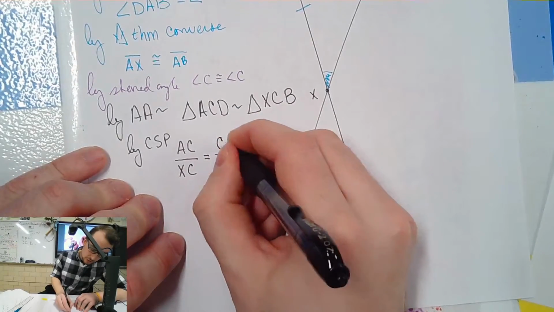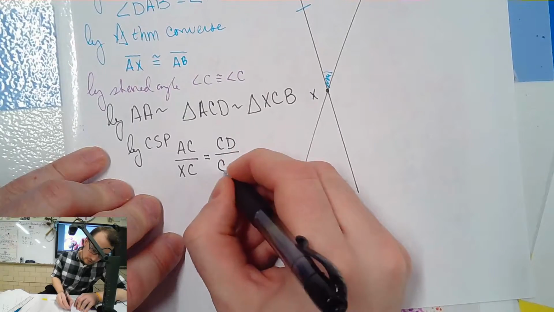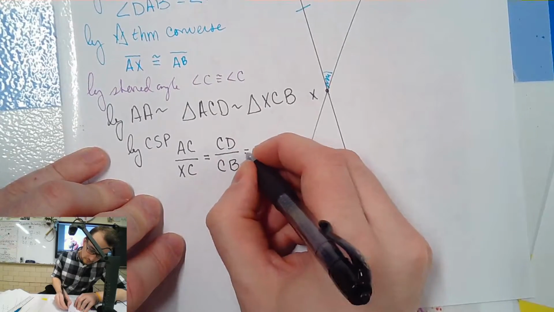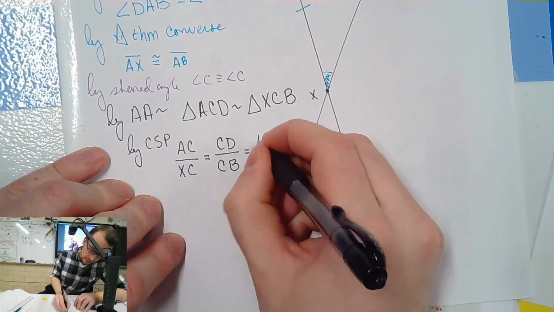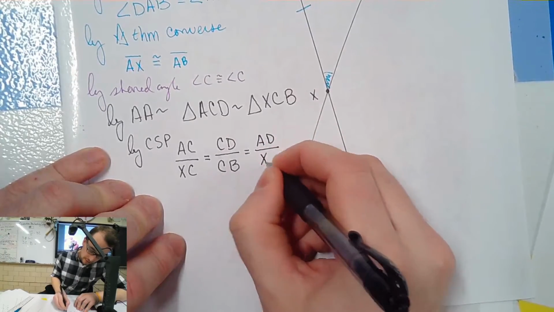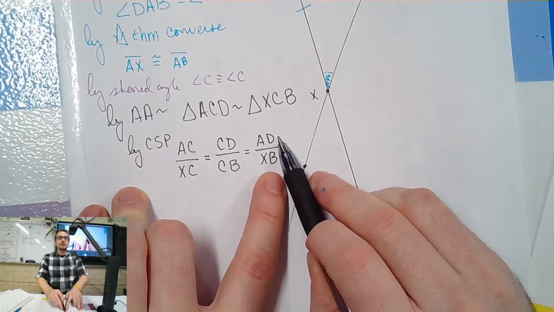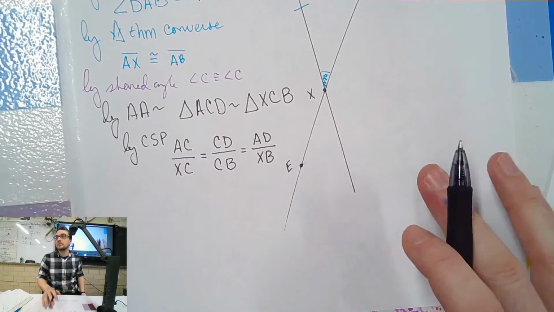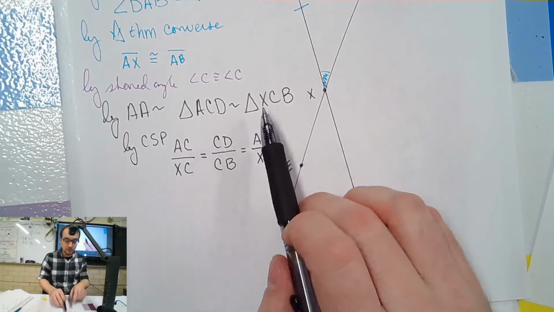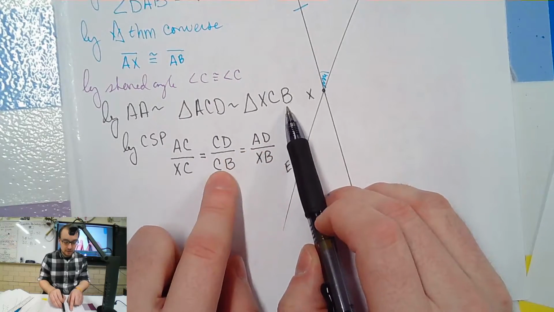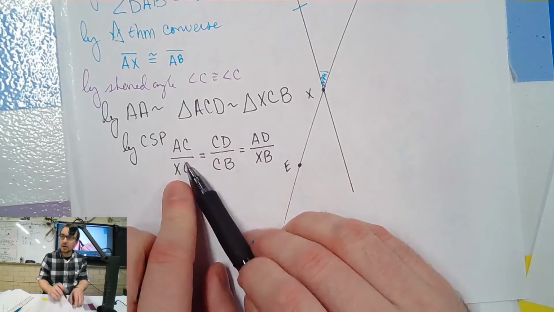CD should relate to C. And AD should go with XB. Does everybody see how I got those first and third here, right? The letters match up. They're corresponding, right? They're in the same relative spot. First and third for these guys, second and third for these guys, first and second for these guys, right?